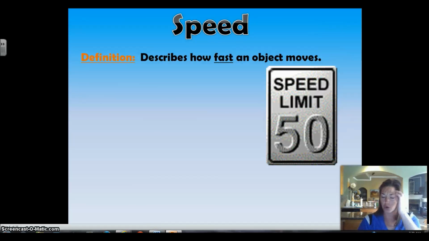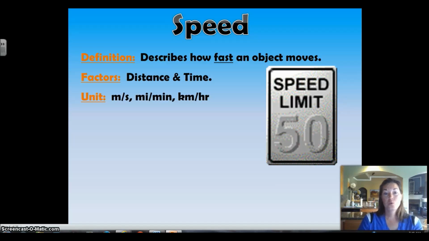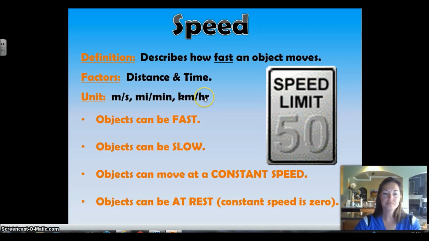There are 3 more words that I want you to be familiar with when we talk about motion. The first one is speed, speed of motion. The word speed describes how fast motion is occurring. When it comes to speed, there are 2 factors that you need to know: the distance traveled and how much time it took to get there. We use units like meters per second, miles per minute, kilometers per hour to describe how fast something is going.